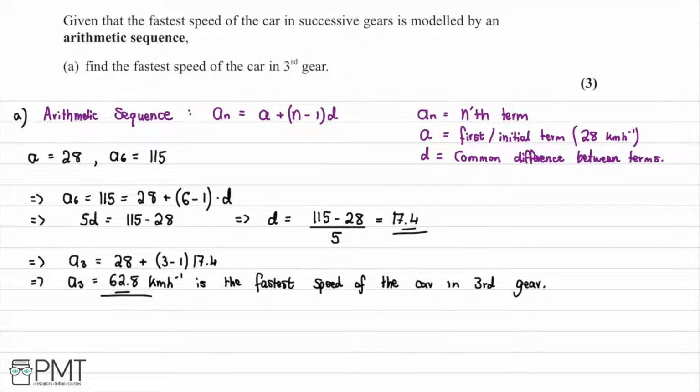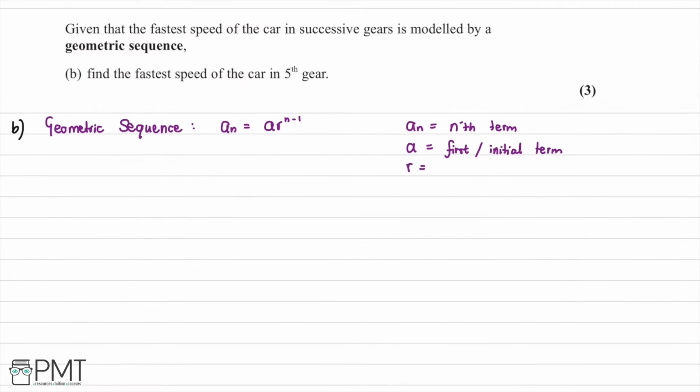So we've completed this question. It was worth 3 marks, and we get our first mark for working out what d was here. We then get our second mark for substituting these values in to then find a3, and then we get our third and final mark for concluding with the correct answer, which was 62.8 kilometers per hour. So we're now told, given the fastest speed of the car in successive gears is modelled by a geometric sequence, we're asked to find the fastest speed of the car in fifth gear.